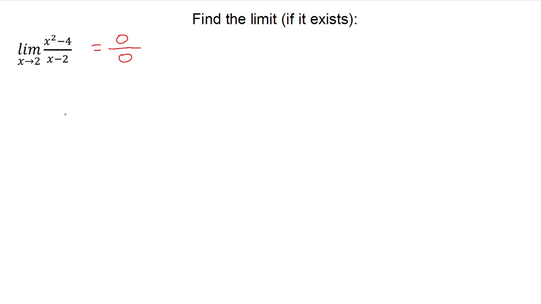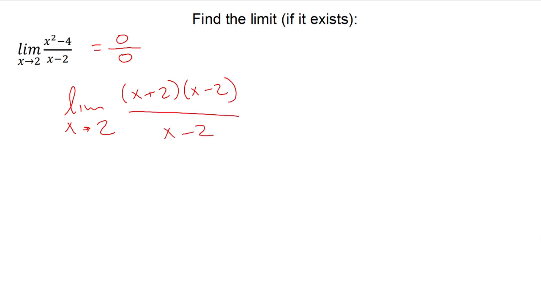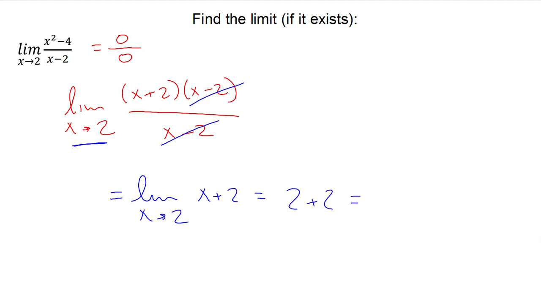And so we need to, in this case, factor the top and the bottom into x plus 2 and x minus 2 using a difference of squares so that we can cancel the x minus 2 in the numerator with the x minus 2 in the denominator. And it's okay to do that as long as x isn't 2, which it's not, it's just approaching 2. So this becomes the limit as x approaches 2 of x plus 2, which is, of course, 2 plus 2, or 4.